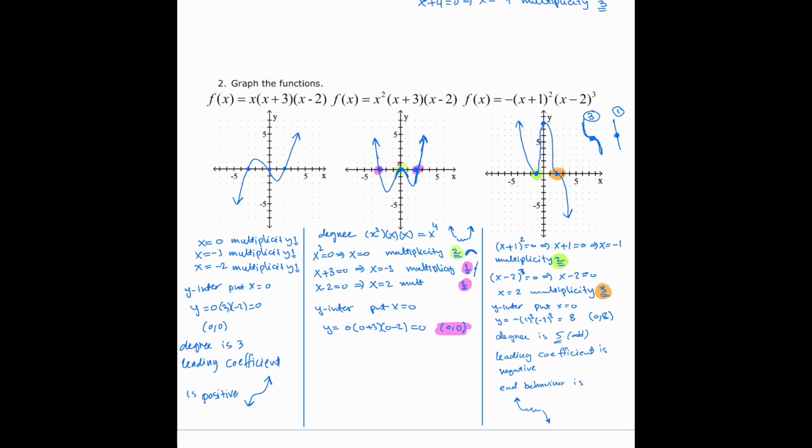Okay. This is all approximate, so you don't need to know any other points. These are the necessary points that you need to plot and the necessary behaviors that you need to show on the graph.